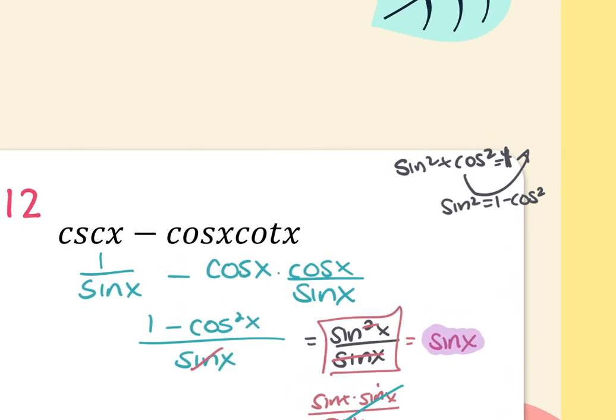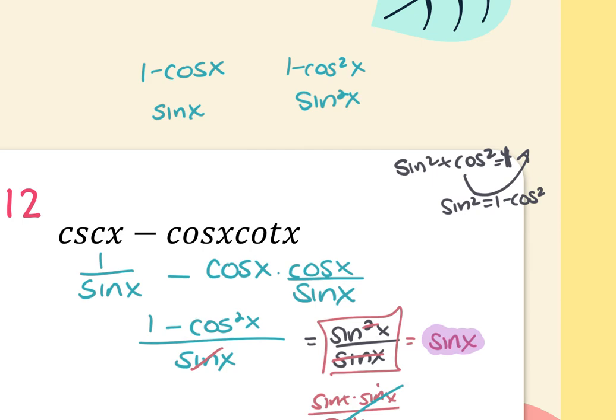So if I have 1 minus cosine x, I can't replace that with sine x. But 1 minus cosine squared x is sine squared x. So you can move around your Pythagorean identities all you want. You just can't make them not squareds. They have to be squareds.